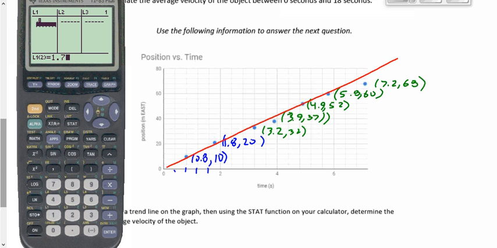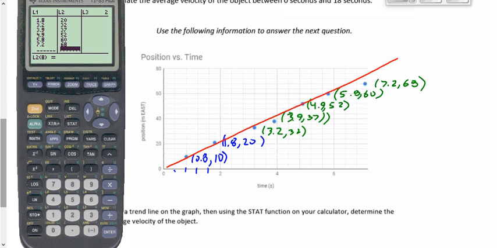I've got 1.8. I've got 3.2. I've got 3.9. I've got 4.9. I've got 5.8. And I've got 7.2. There's my x's. Now my y's. I've got 10. I've got 20. I've got 32. I've got 37. I've got 52. I've got 60. I've got 68. Okay, that's all my points.